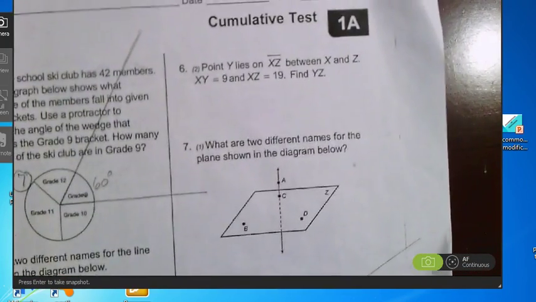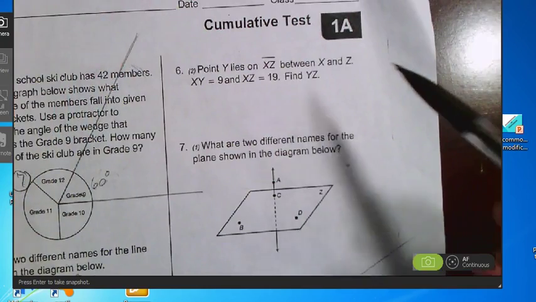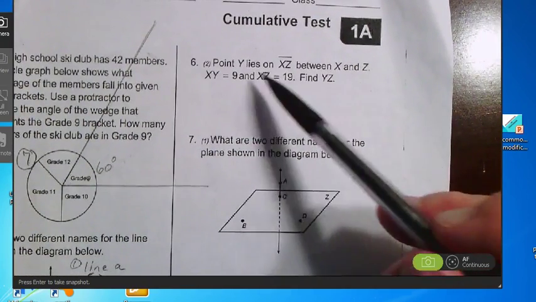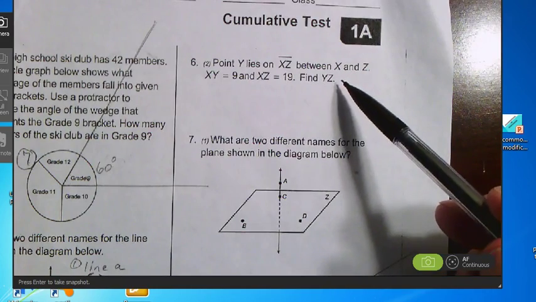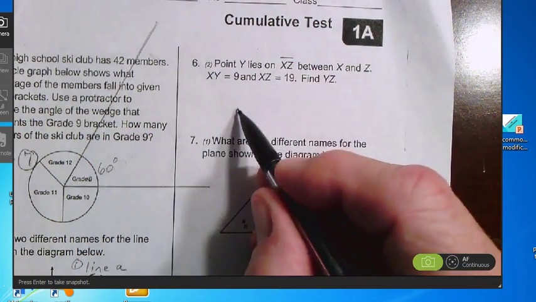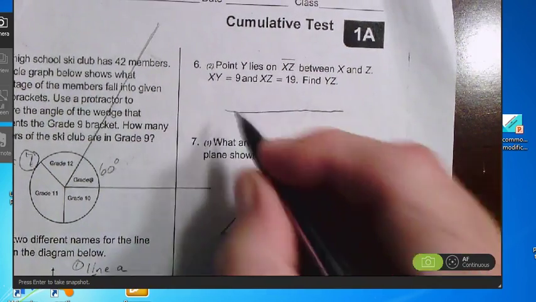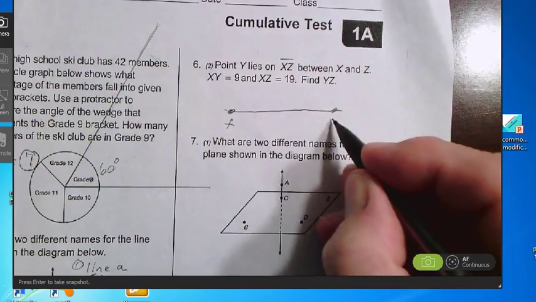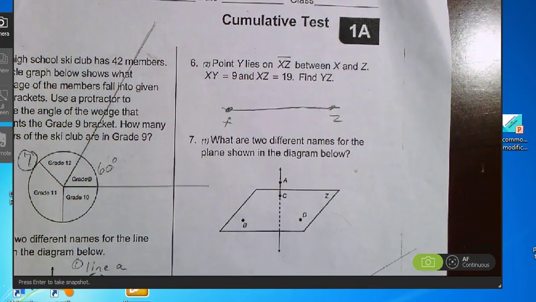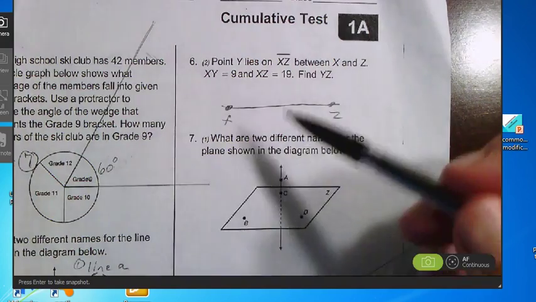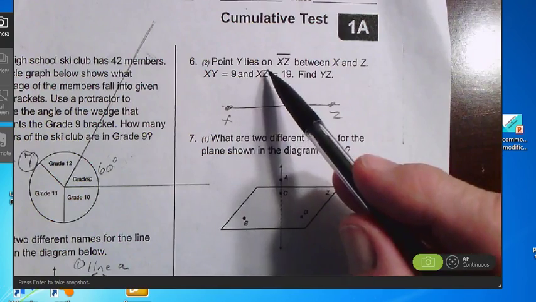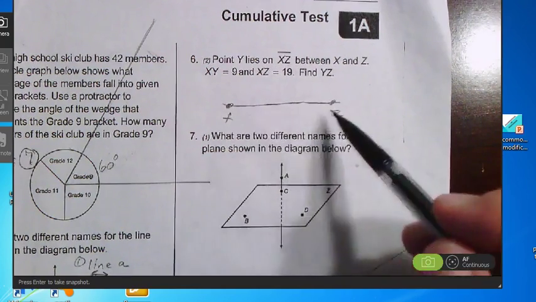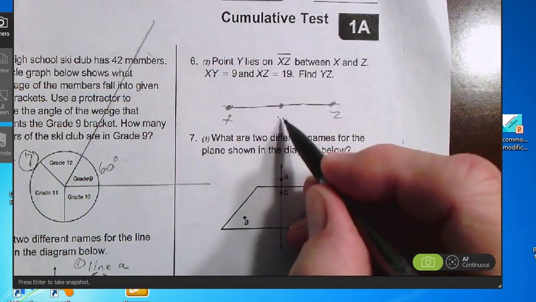Number 6. Point Y lies on segment XZ between X and Z. All right, so let's make that. So you have X, you have Z. So we have the segment XZ, and they say that point Y lies on XZ between these two points. So we'll just put point Y in here.